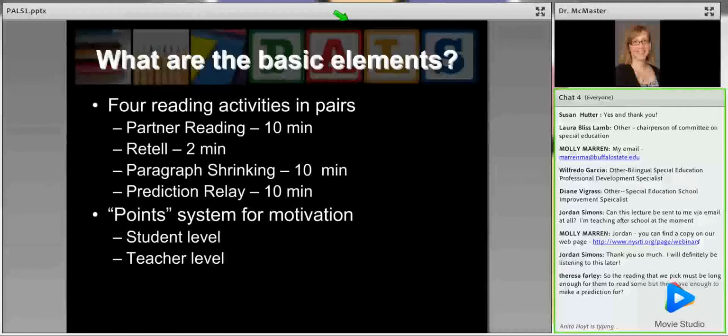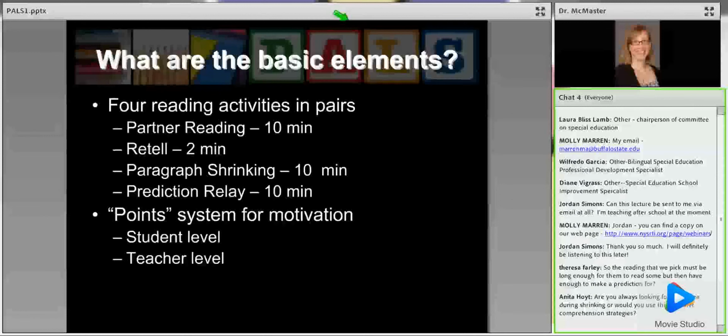So that was a really quick summary of the basic elements. It's not enough for you to really know exactly how it works. We will get into each of these activities over the next several sessions. So in 2 weeks from now, we'll talk about partner reading and retell in depth. Then we'll talk about paragraph shrinking. And then we'll do prediction relay at the very end. And I'll go into a lot of depth about what each of those activities look like and what the specific procedures and materials are. So we will get to those, but not today.